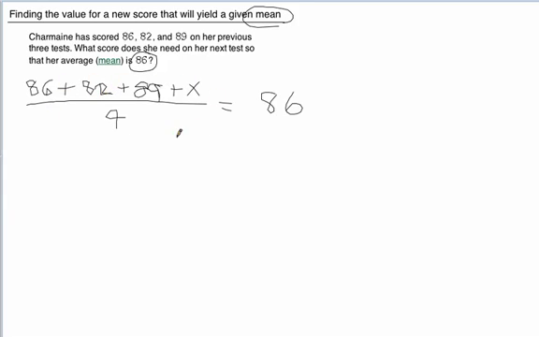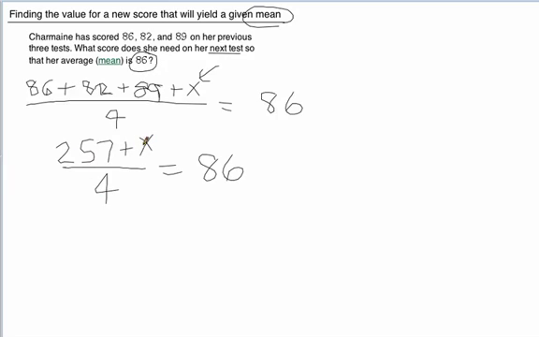So all we need to do now is work through the algebra to find out what x is. X is the fourth score, and that's the question. What score does she need on her next test? Alright, so if we add these up, we get 257 plus x all over 4 equals 86.